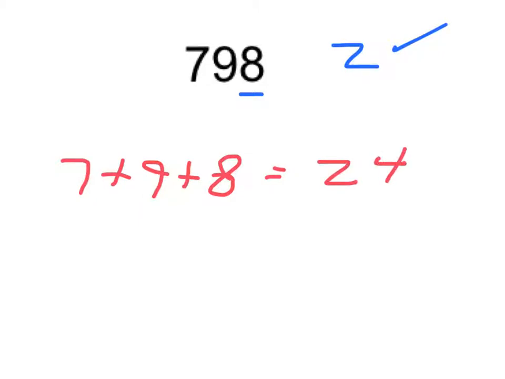If you're not sure if 24 is divisible by 3, you can sum them again. 2 plus 4 equals 6. We should know that 6 is divisible by 3. So check. It's divisible by 2. It's divisible by 3. So it also has to be divisible by 6.